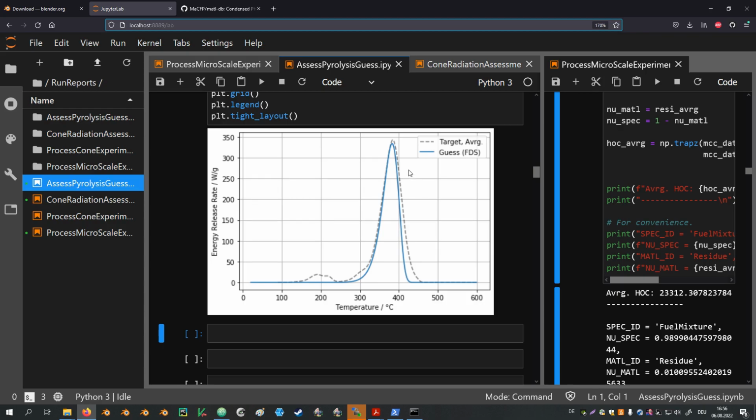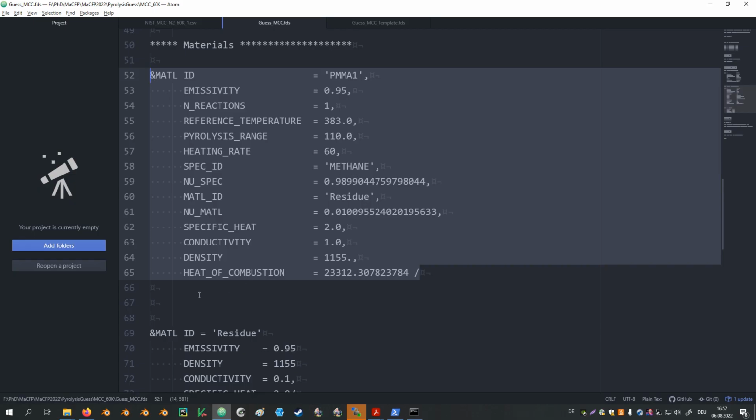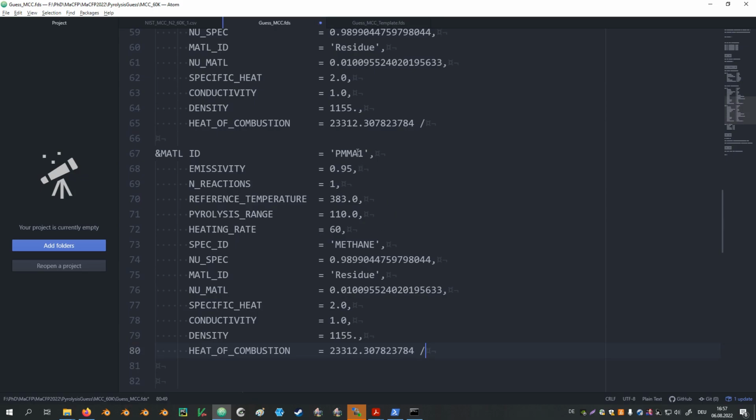Alright, let's start by adding a reaction to the right hand side of the main peak. For this, we just copy the first material definition and change its ID to PMMA2. Then simply change the reference values. Maybe we set the reference temperature to 410 degrees Celsius so that the reaction takes place at a higher temperature. Also, the peak should be a bit narrower, so we set the pyrolysis range to 80 Kelvin. All the other parameters remain unchanged.